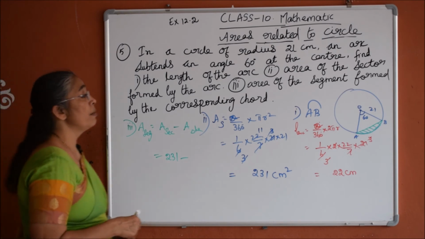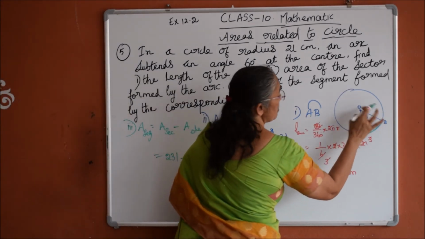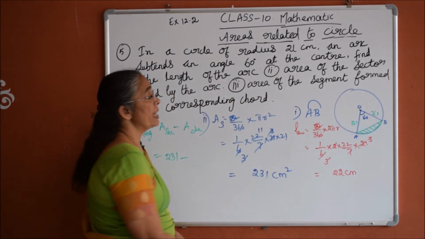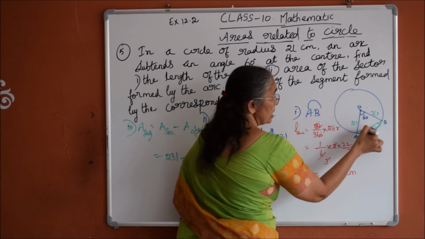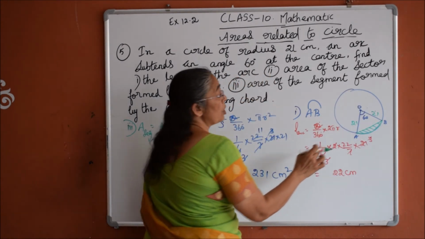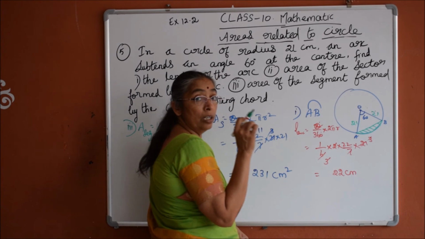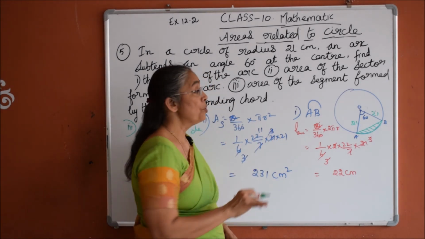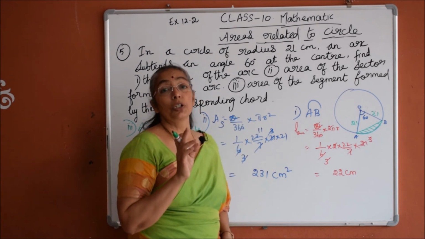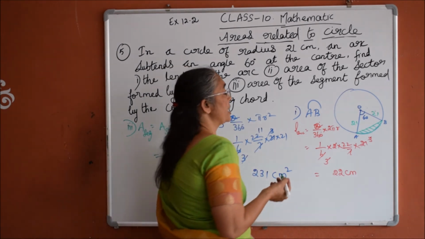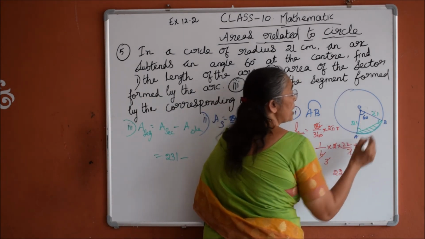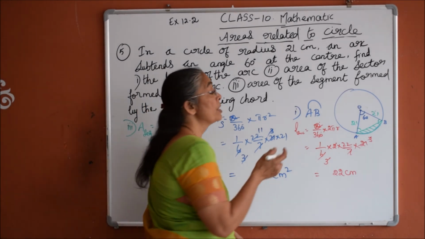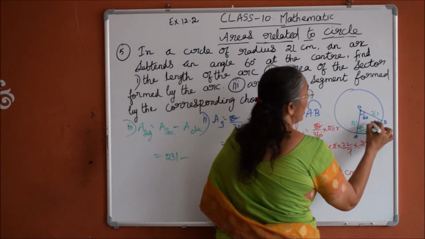How will the triangle be here? This is 21 centimeters and this is 21 centimeters and the central angle is given as 60 degrees. Now this is an isosceles triangle, right, because two equal sides are there. The angles opposite to equal sides are equal, so these two angles should be equal. Already one angle is 60 degrees, so the remaining two angles will be 60 and 60. So it is nothing but an equilateral triangle.